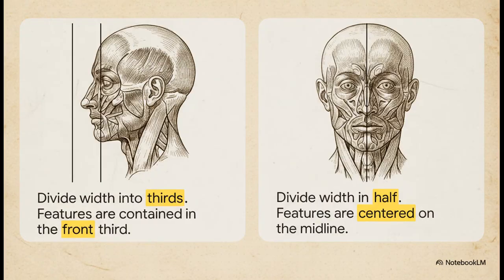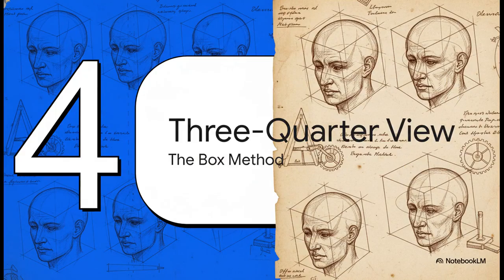Let's just quickly put these two views side by side. For the side profile, we divide the width into thirds. But for a straight-on front view, it's much simpler. We just divide the face in half with one vertical line down the middle. So the rule is easy to remember. Thirds for the side, halves for the front. But let's be real, we don't always look at faces from the direct front or the direct side. The most common, the most dynamic, and yeah, the most challenging angle is the three-quarter view. But don't worry, for that, we have a brilliant little technique called the box method.